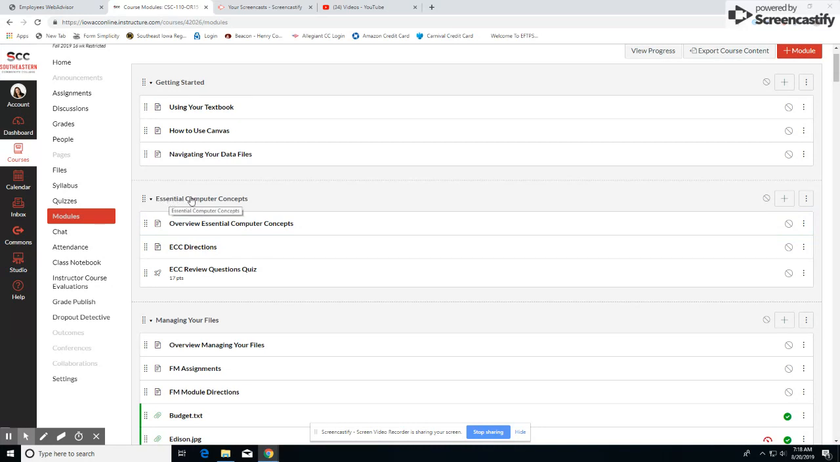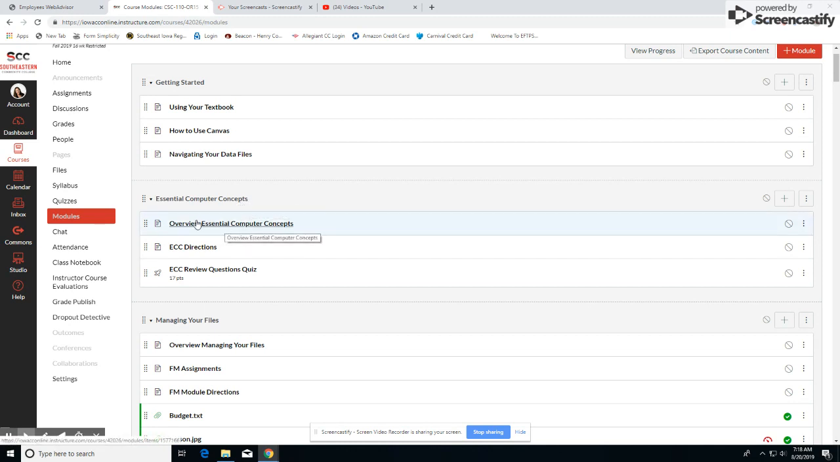The second module then is this one called Essential Computer Concepts. It actually goes along with your textbook. So if you've watched the video on how to use your textbook, then this will make a little more sense to you. But if you go into the red pages, those are your essential computer concepts.